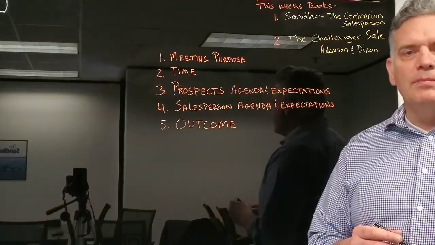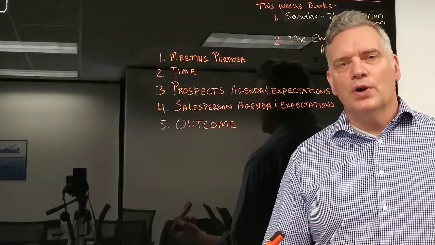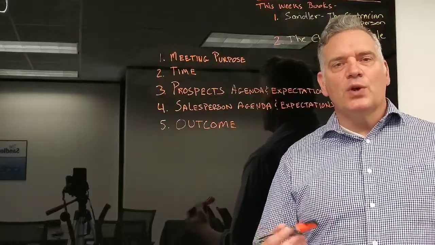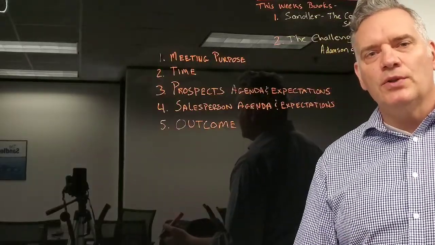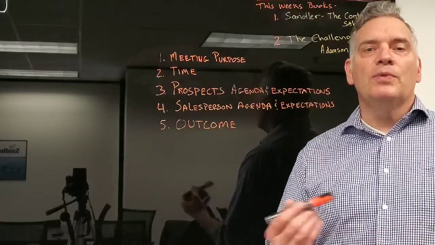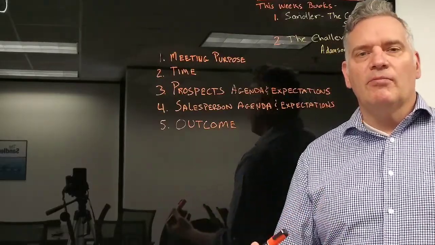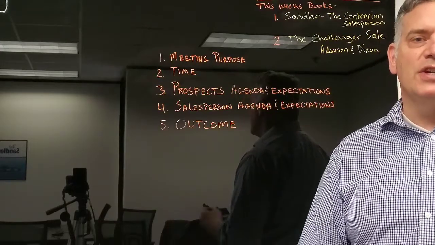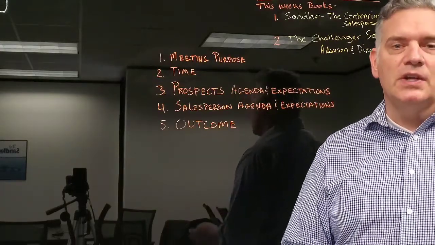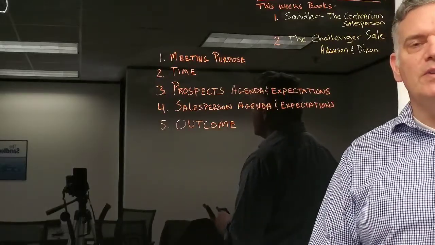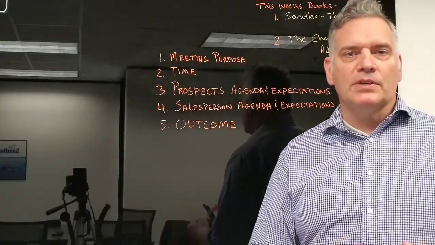The fourth component of the upfront contract is, of course, the salesperson's agenda and expectations. Equal business stature requires you to be able to communicate what your expectations are and what you hope the agenda is going to look like. So don't be afraid up front to talk through the fact that you're going to need to ask them certain sets of questions, that they're going to need to be able to be honest with you and up front as part of the expectations you have for that particular interaction.